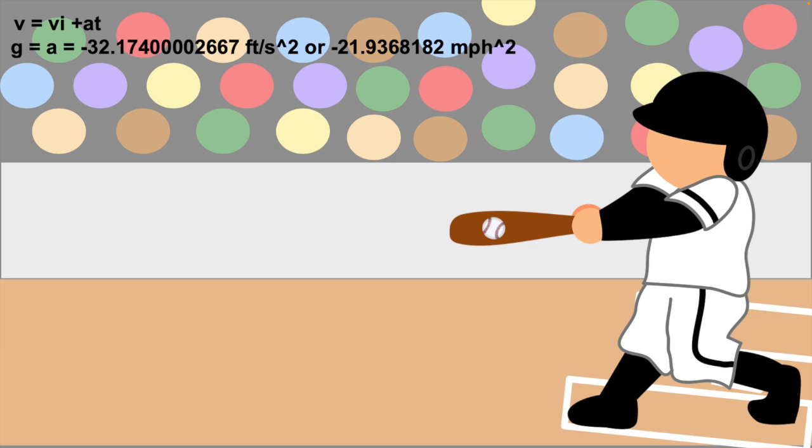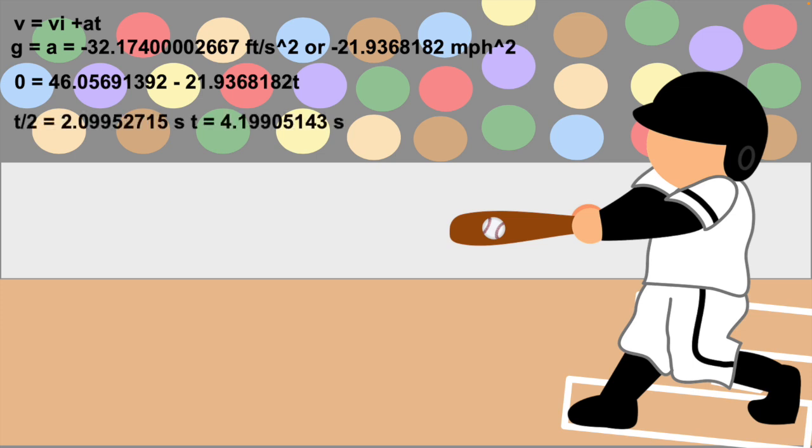If we input the correct values, we should get 0 equals 46.056911392 minus 21.936818 t, which solves for half air time, which equals 2.099525715 seconds. So the air time would equal 4.19905143 seconds. But that was if it was landing at the same height that it was hit from. But that is not the case.